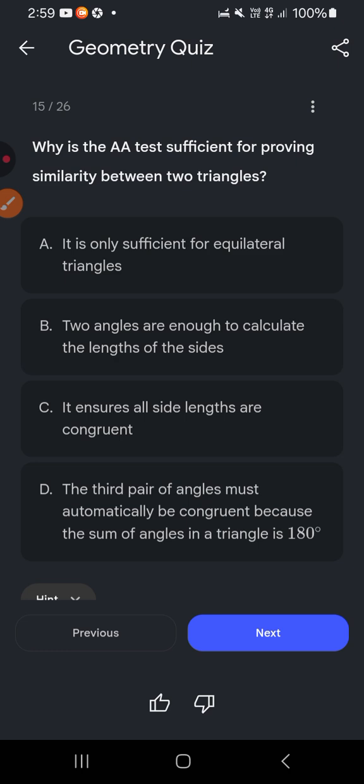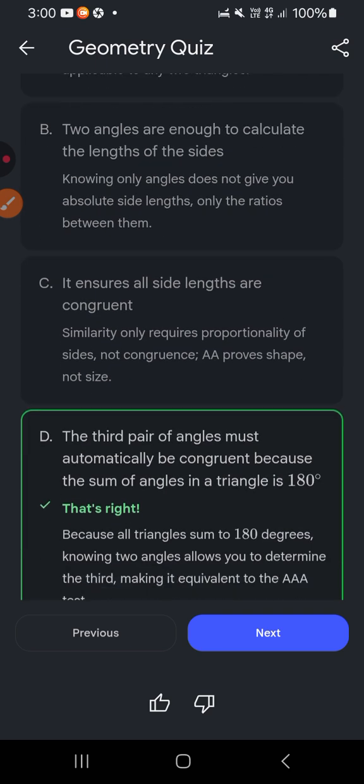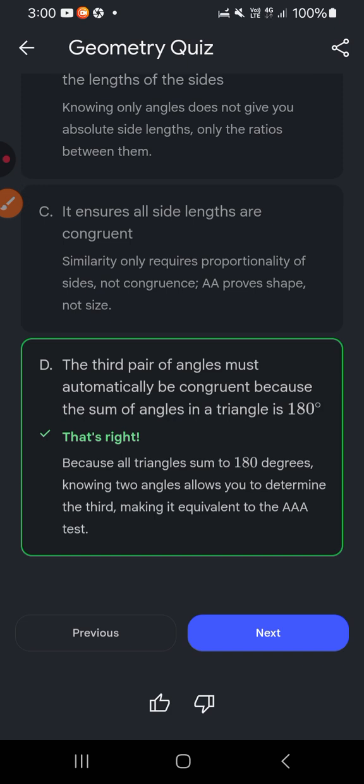Why is the AA test sufficient for proving similarity between two triangles? Correct answer is D. The third pair of angles must automatically be congruent because the sum of angles in a triangle is 180 degrees.